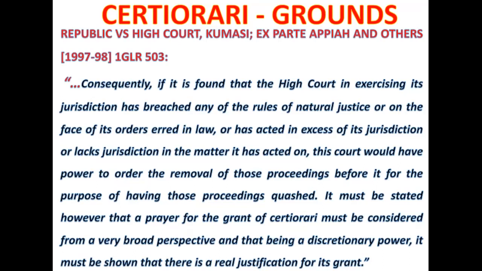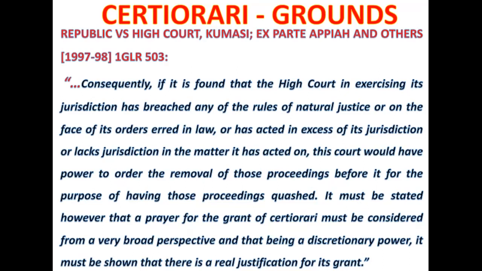So when you read this case of Republic versus High Court Kumasi, ex parte Apia, what are some of the grounds that we can see that have been mentioned under Article 132 in terms of the grounds under which the Supreme Court can grant an order of certiorari? It was mentioned that we can go for certiorari if the High Court has breached any of the rules of natural justice. It was also mentioned that an order of certiorari can be granted if, in exercising its jurisdiction, the High Court has committed an error on the face of its orders. And also, it can be granted if the High Court has acted in excess of its jurisdiction, or if the High Court lacks jurisdiction in the matter it has acted on. Then for all of these things, those orders can be brought to the Supreme Court for purpose of being quashed.